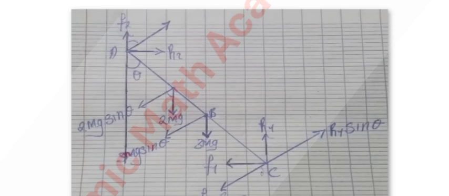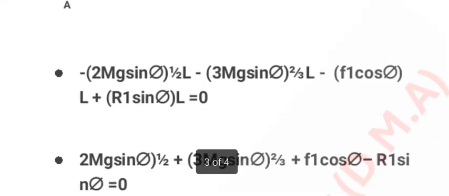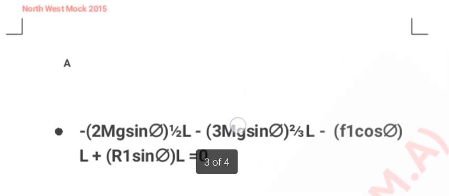It will mean that the distance from B to A will simply be L minus 1/3 L. That's 1 L minus 1/3 L, making it 2/3 L. That distance from A to B is 2/3 L. So that's why you have negative 3 mg sin theta times 2/3 L. Yes, negative 3 mg sin theta times 2/3 L. Okay, let us proceed.